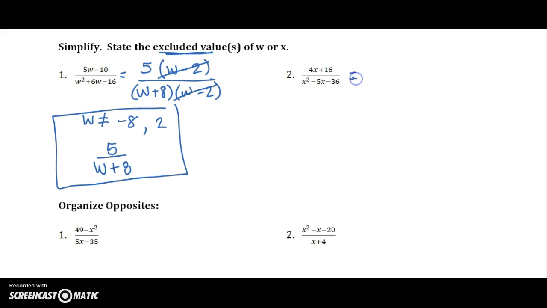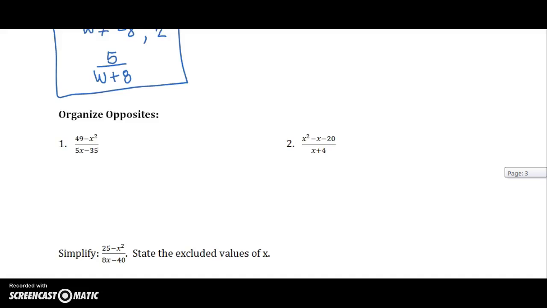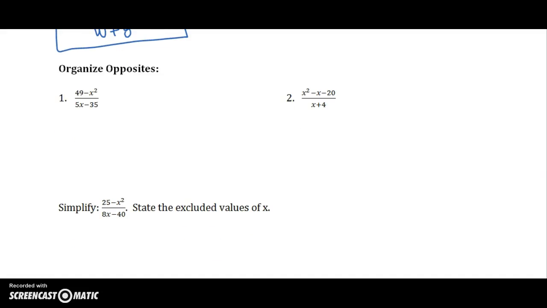All right, moving on. I think I'm going to let you do number 2 for the sake of time. It's very similar to number 1. And let's go down below where it says organize opposites. So let's think about this. The first thing I'm going to do is rearrange this problem, which makes my x squared negative. And we do not like that. So I'm going to go ahead and factor out the 5 just to make sure. I bet I'm supposed to have an x minus 7 on the top, so something will cancel. So by the way, x cannot be 7. I already know that. And when I factor out a negative, that gives me x squared minus 49.